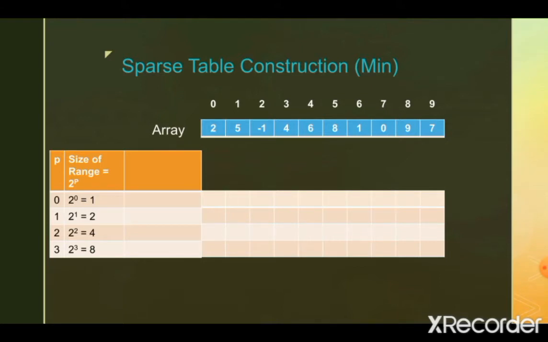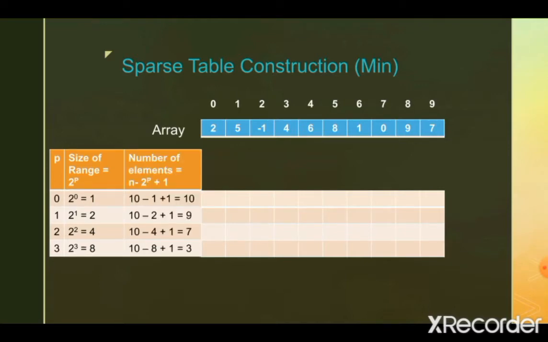Now, we will see how many elements each row contains. In each row, how many columns does it contain? Now, a sparse table is not like a regular matrix or a regular two-dimensional array. The number of elements in each row differs. As we can see, in the first row, that corresponds to 2 to the power of 0, the number of elements is 10, and as the range size increases, the number of elements in that row decreases.